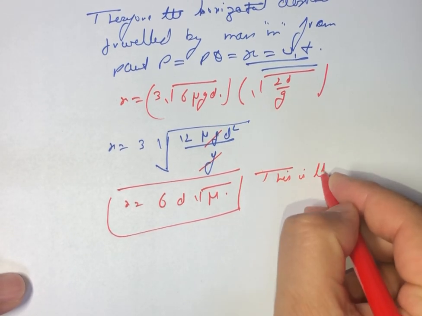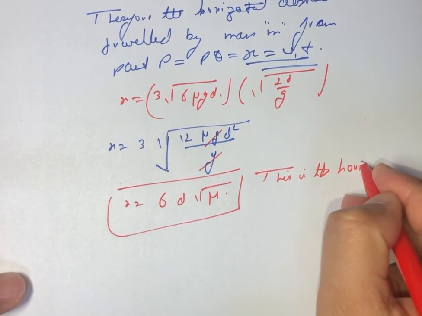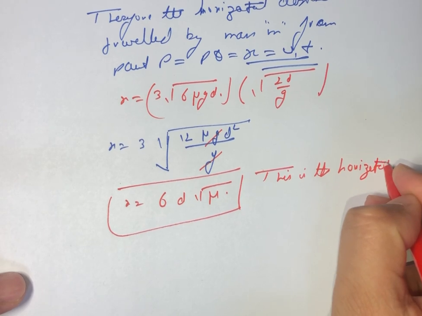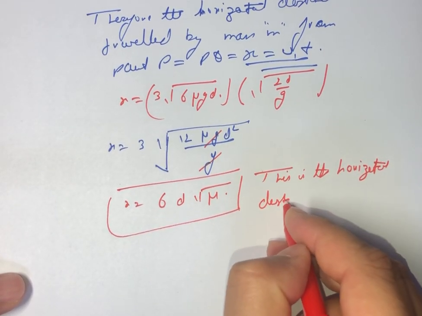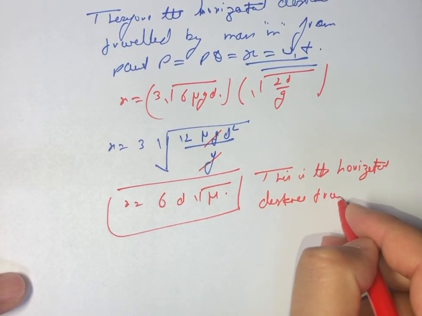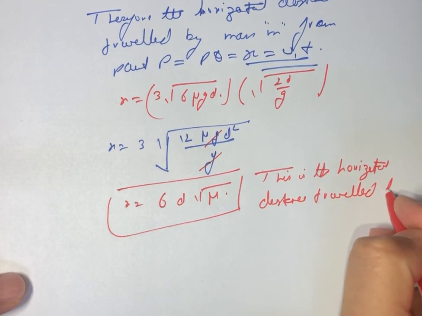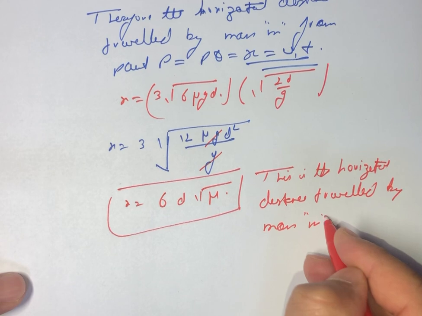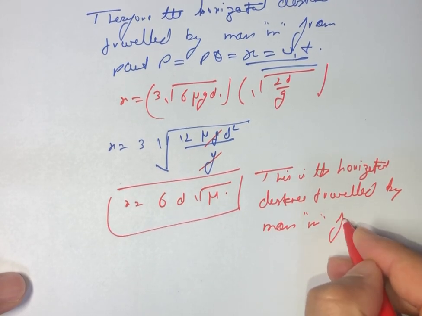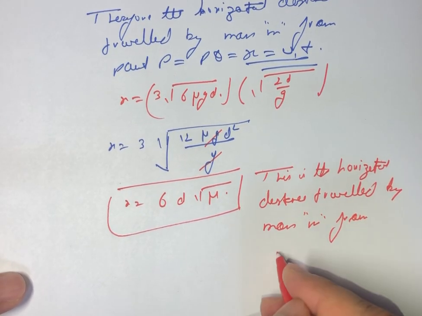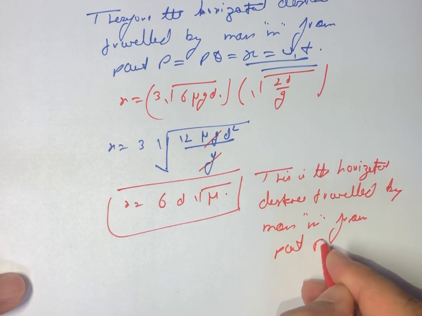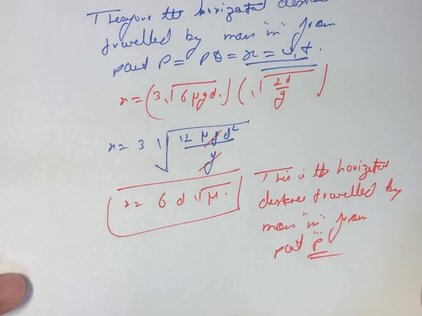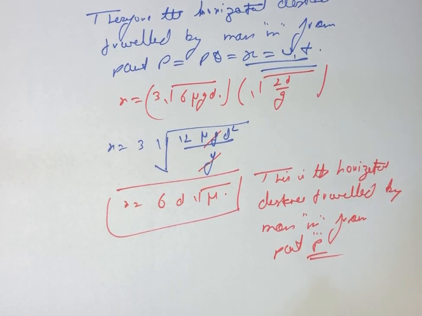This is the horizontal distance traveled by mass m from point P. So this completes the question. Thank you.